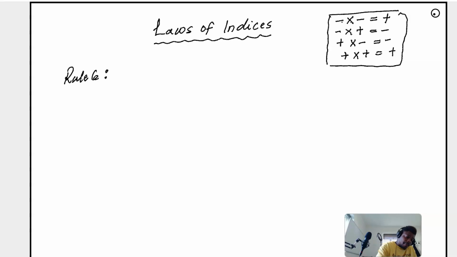Rule 6. A raised power minus m. Here you can see now that the power is negative. What indices is saying is that whenever your power is negative, this minus on the power side means 1 over. That is the meaning of the minus on the power side. So this minus is representing 1 over. So what is left here? A raised power m. I will put that underneath 1 over.